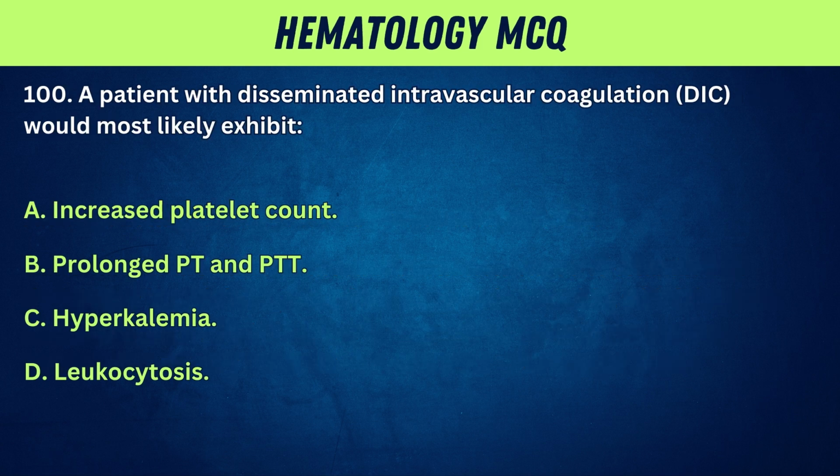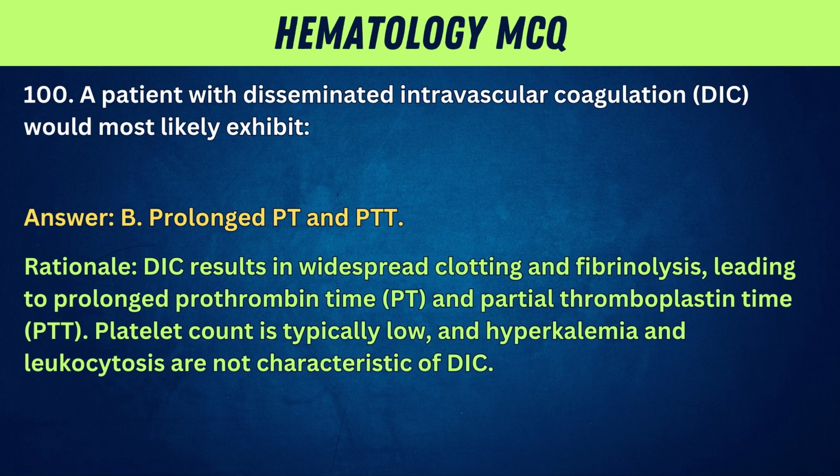100. A patient with disseminated intravascular coagulation, DIC, would most likely exhibit A. Increased platelet count. B. Prolonged PT and PTT. C. Hyperkalemia. D. Leukocytosis. Answer: B.